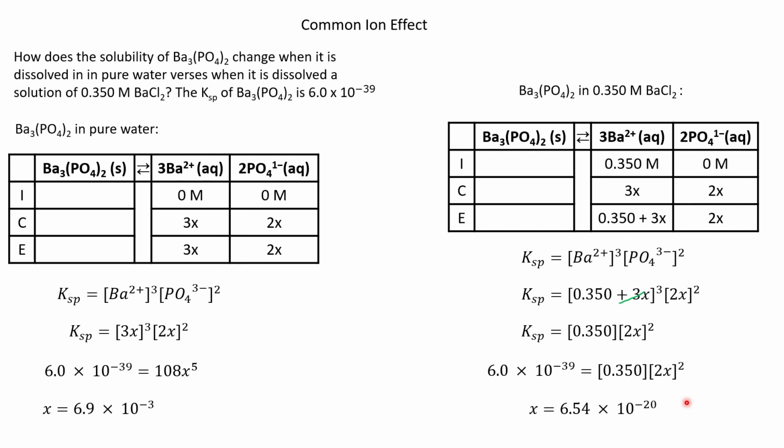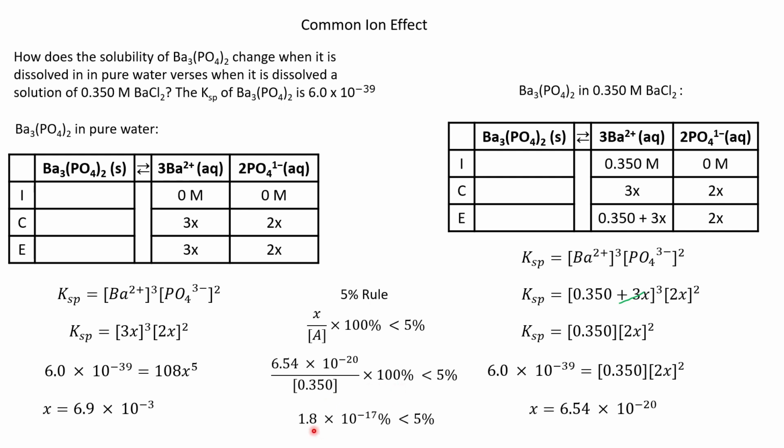Before we compare, let's check my assumption, make sure it's valid. So we're still going to use the 5% rule here. I'm going to take my value of x over my initial concentration, this time my initial concentration of barium, times 100%, that should be less than 5%. So my value for x is 6.54 times 10 to the negative 20th. My initial concentration was 0.350 times 100%, and that gives me a percentage of 1.8 times 10 to the negative 17th. Yes, I would say that this is a valid assumption.